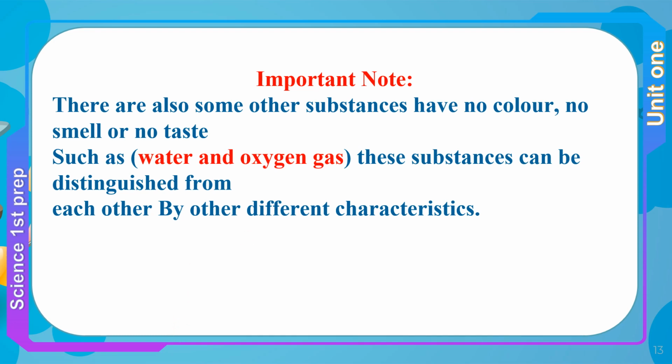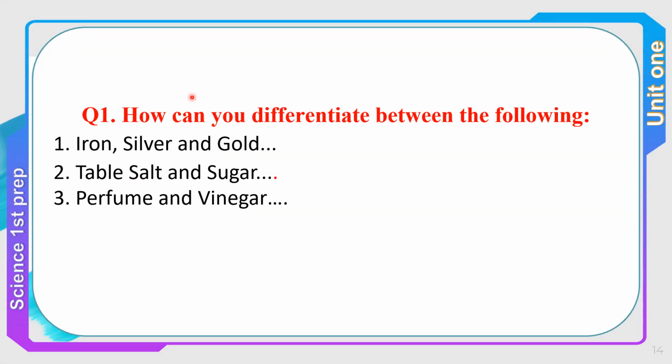Okay, the next. Now I have problems, and I want you to solve these questions. How can you differentiate between the following? Number one, iron, silver, and gold. Do you remember? I have iron, silver, and gold. How can you differentiate? I have three types. Take 5 seconds to say.